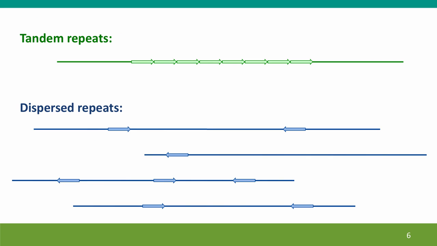And that is, some of the sequences, the variable number tandem repeats, are tandem. And tandem means the repeats are located right beside each other. And these repeats are usually short. The ones in the previous slide were 2 to 4 base pairs long.